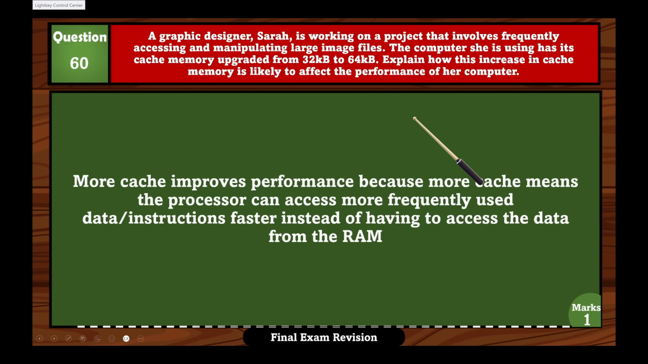So here you can see more cache improves the performance, because more cache means the processor can access more frequently used data or instructions faster instead of having to access the data from the RAM.